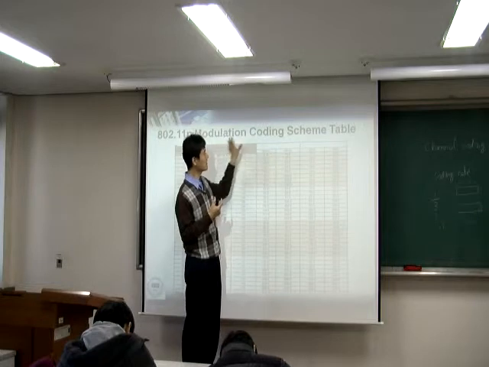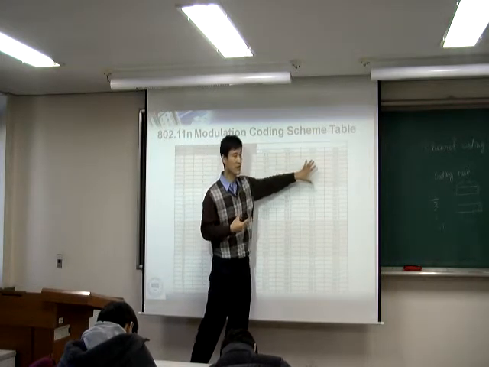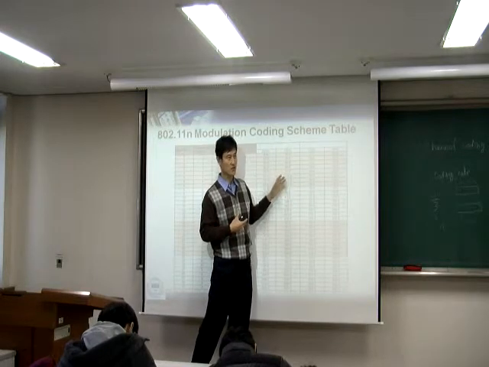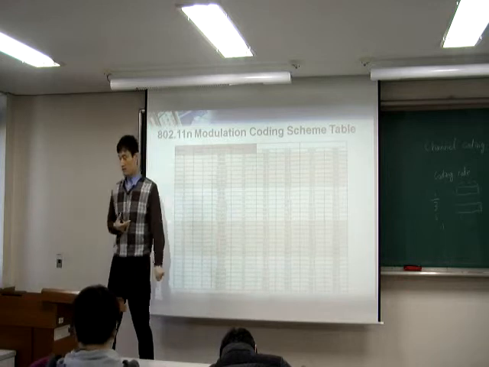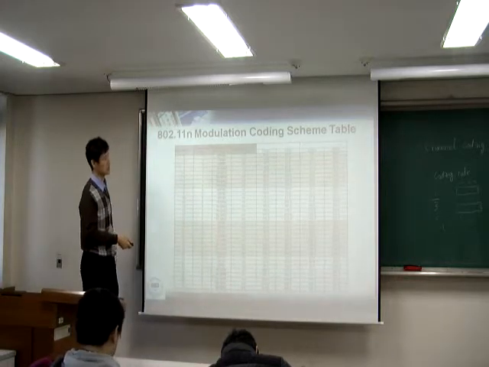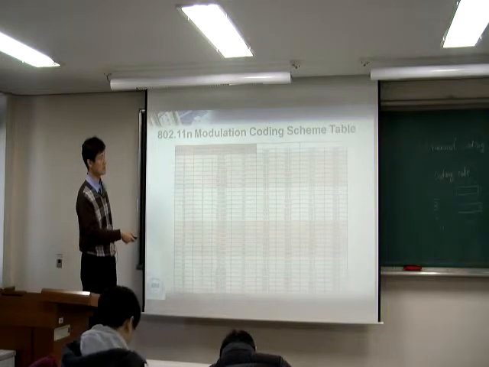So when they designed the system, they prepared two different guard bands, okay? Therefore, you have two different columns. Some of those things we'll cover next week. So these are all the data rates, in Mbps.